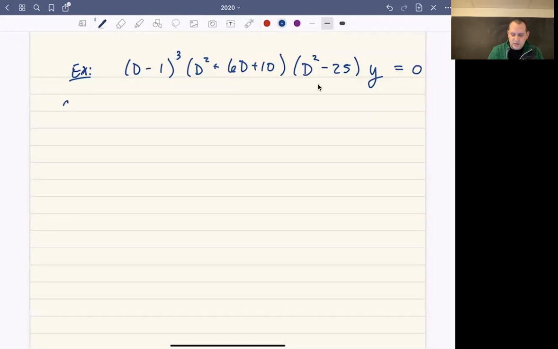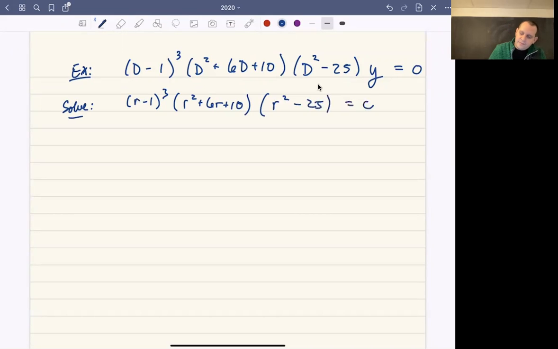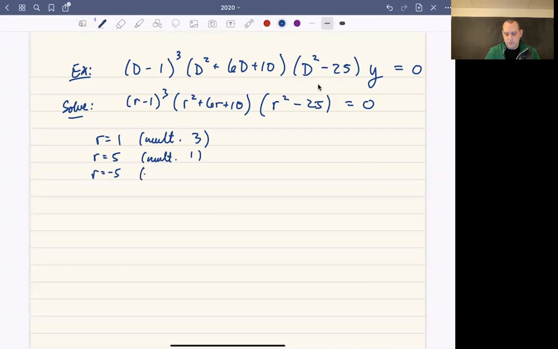So we really just have to solve the 7th degree equation, (r minus 1) cubed times (r squared plus 6r plus 10) times the quantity (r squared minus 25) equals 0. And the first and last terms are straightforward enough. You have r equals 1, which is a solution of multiplicity 3. R squared minus 25 tells you that you have r equals 5 and r equals negative 5, each of multiplicity 1, because you can factor them as (r minus 5) times (r plus 5), both to the first. So multiplicity 1. And then the middle term, we need to think about what's going to happen there.